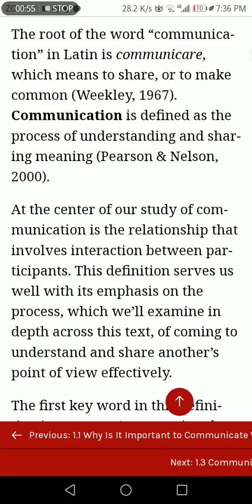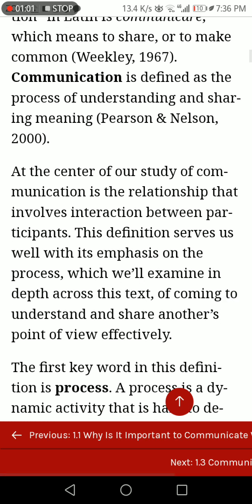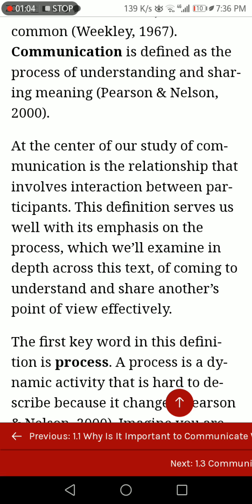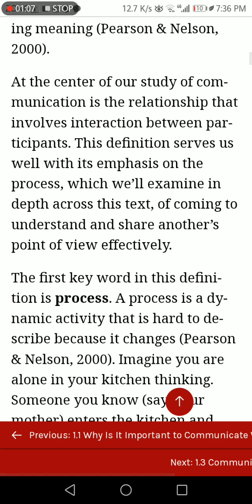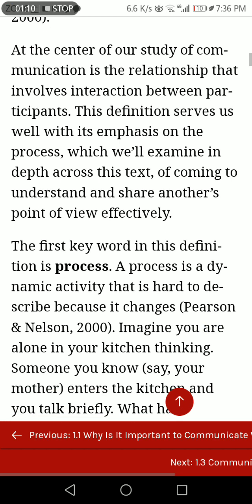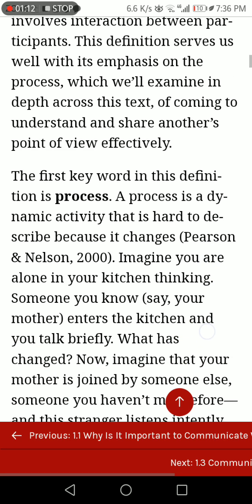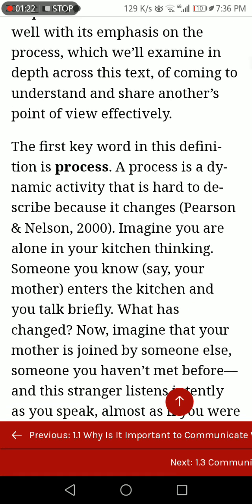At the center of our study of communication is the relationship that involves interactions between participants. This definition serves well with its emphasis on the process, which we will examine in depth across this text, of coming to understand and share another's point of view effectively. The first keyword in the definition is process. A process is a dynamic activity that is hard to describe because it changes over time.